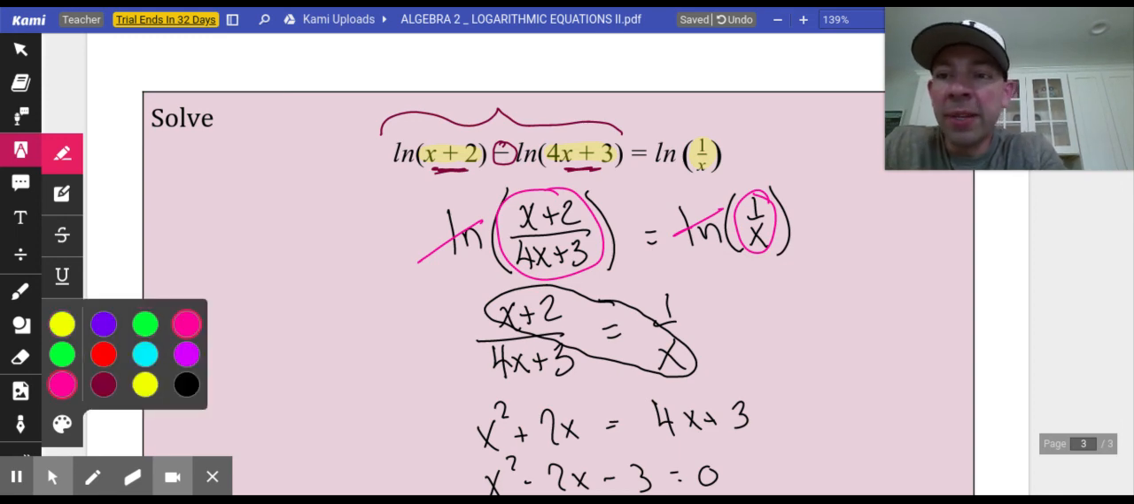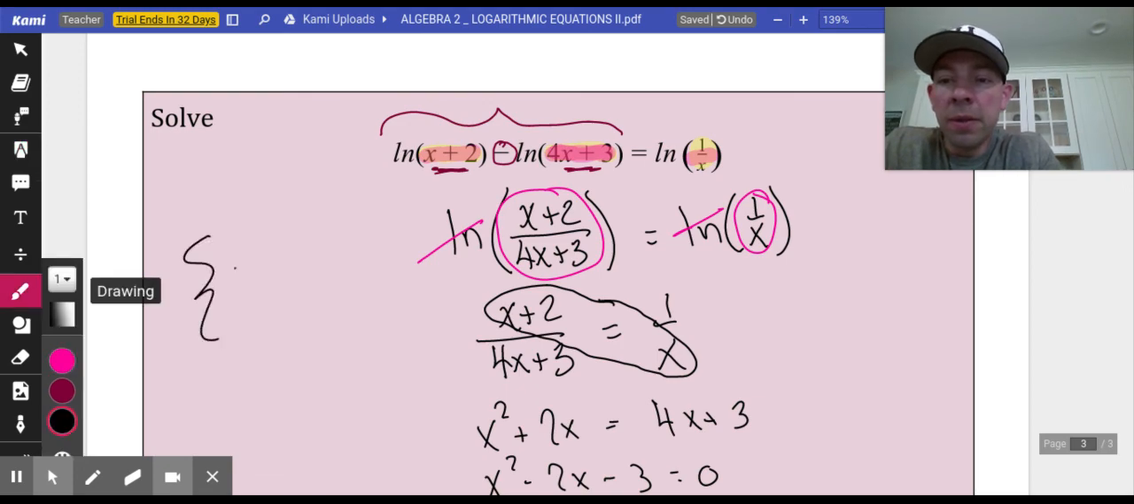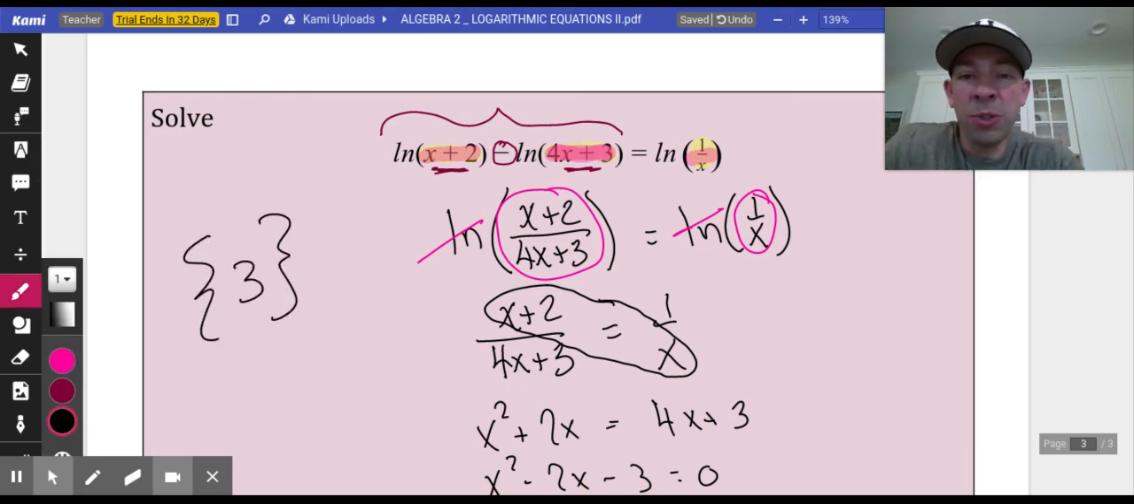Now let's try the same thing with negative 1. Substituting a negative 1 gives me a positive 1 there. We're okay. However, substituting a negative 1 actually makes negative 1 here and negative 1 there. So that's bad. We're going to reject the negative 1, and only the positive 3 is my actual solution.